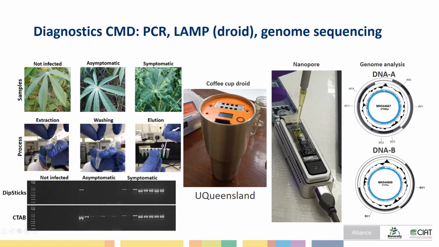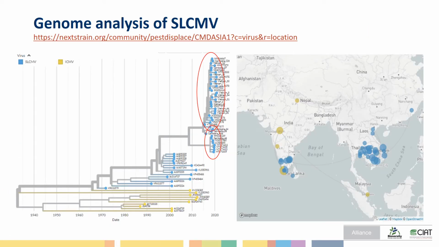And because we are using random primers here to amplify the circular DNA, we should be able to detect if there is any other Gemini virus present in the region. So far, we found only Sri Lanka cassava mosaic virus, but at least two subgroups can be observed already. These are indicated here in the red circles.